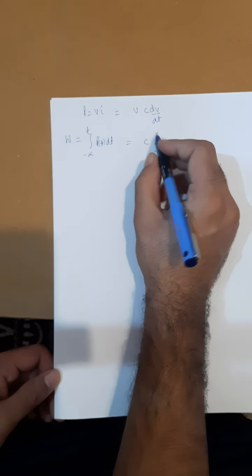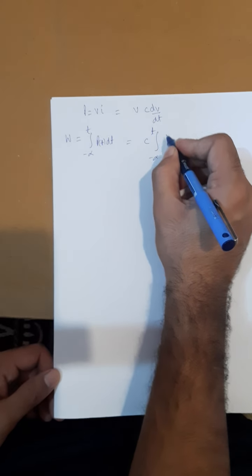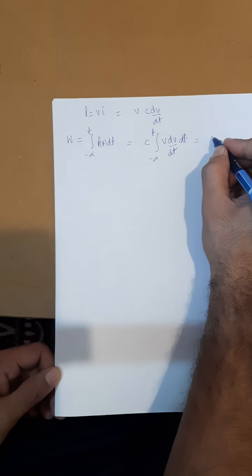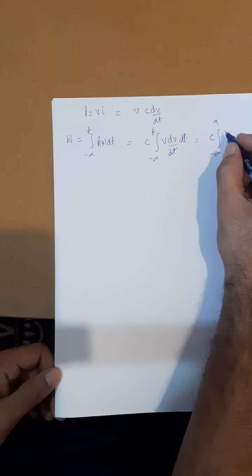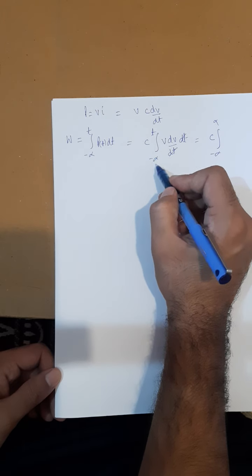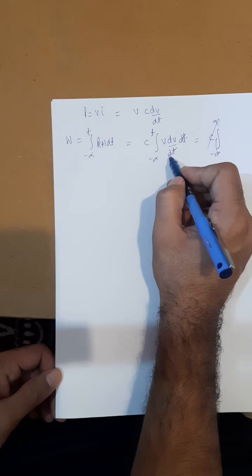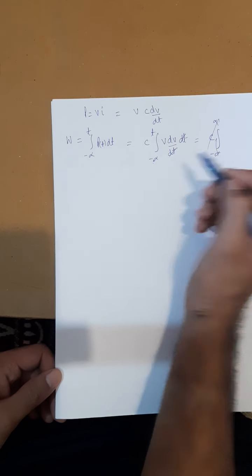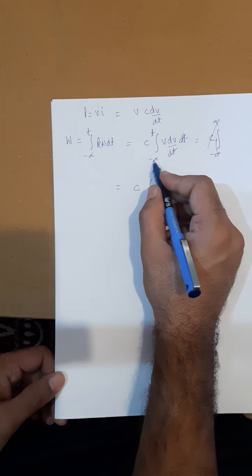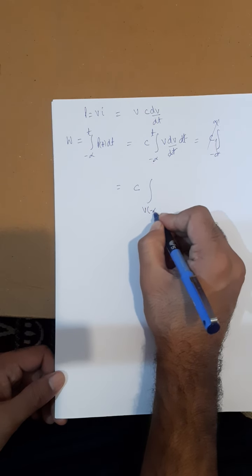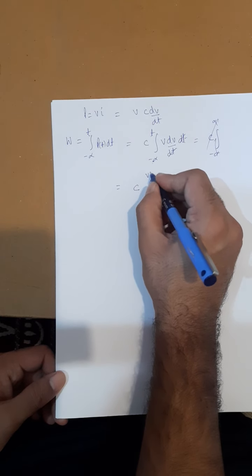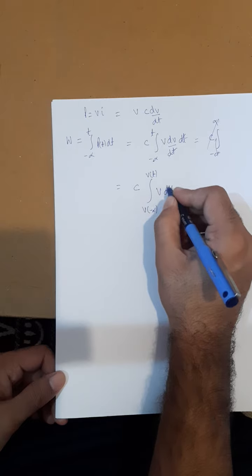So it will be C. I will take C outside because C is constant, and the integral from minus infinity to t of v dv by dt dt, where the dt cancels, leaves me with C times the integral over v. Now the limits change, because initially the limits were based on time, and now they will change according to the voltage. So I will replace the time at t equal to minus infinity with the voltage at that time, and the upper limit with the voltage at time t, in the integral of v dv.